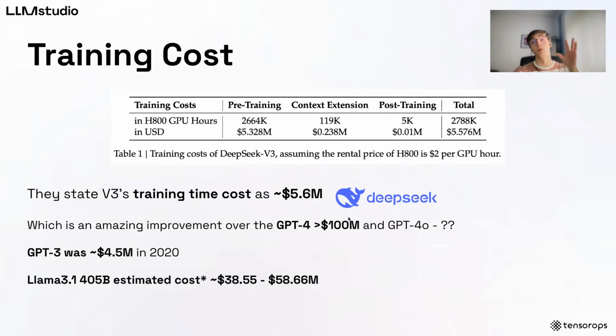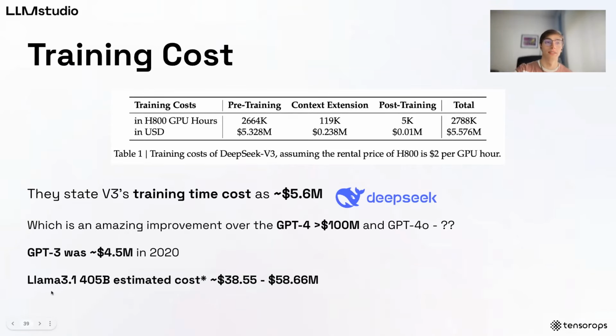GPT-4, this is a total cost that Sam Altman said at the time was over 100 million. GPT-4o, we don't know. It's probably a lot cheaper. It's still a lot higher than 5.6, I would say. GPT-3 in 2020 was 4.5. So now, think about it. We're doing a model like GPT-3, right? For almost the same price, but now we're using like a 600 billion parameter model, an amazing model. We're advancing really fast. I think that's a good take.